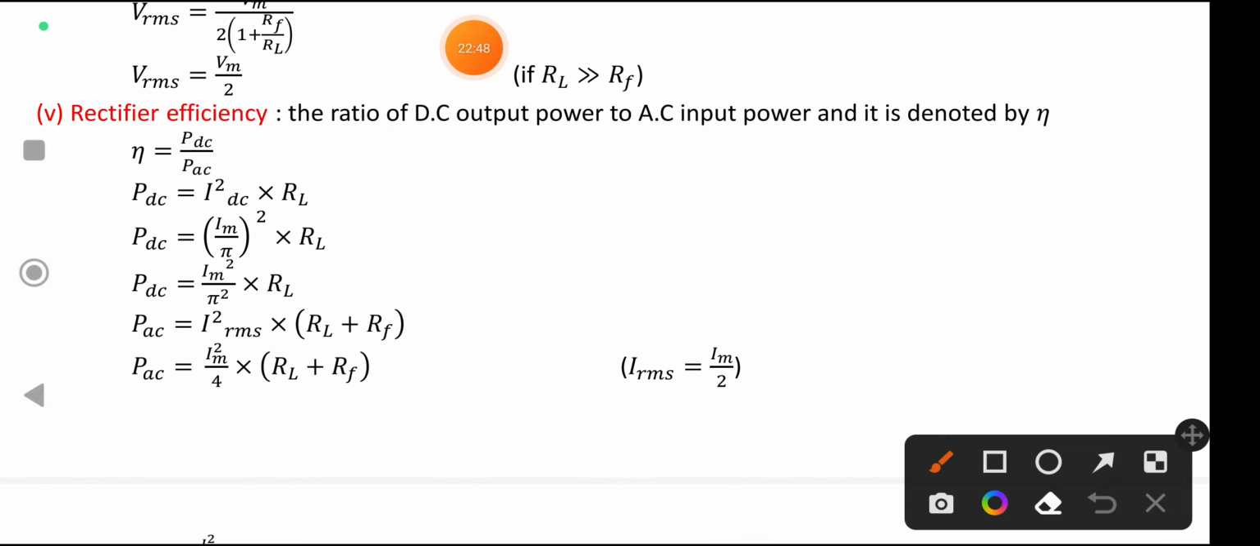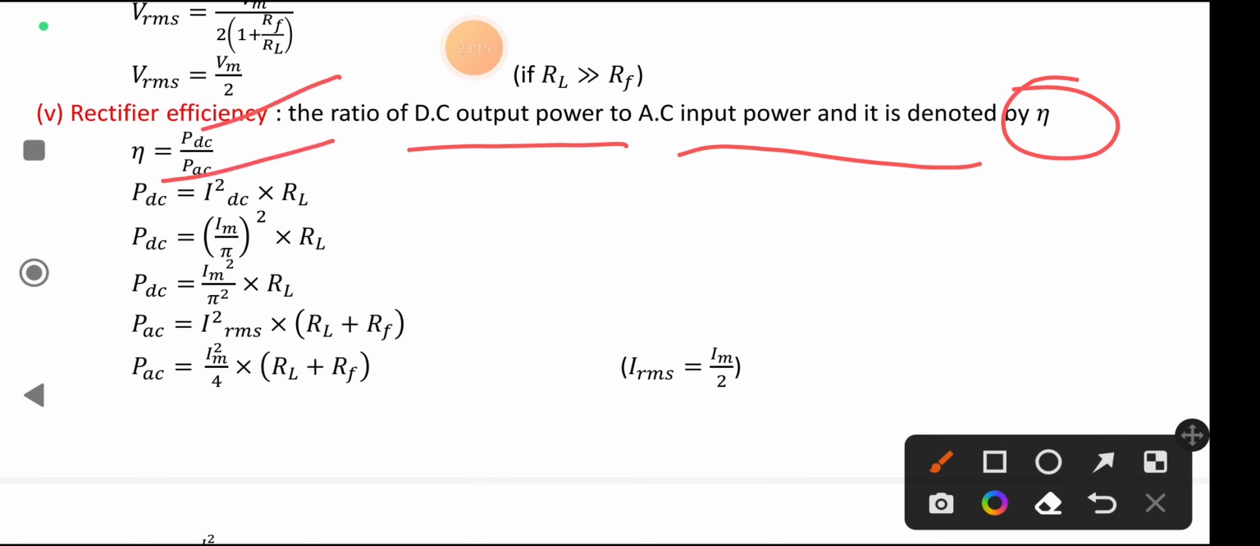Efficiency means how much AC this device converts into DC. How much is converted DC into AC, or AC into DC. A rectifier is one which converts AC into DC. So it is the ratio of DC output power to AC input power, and it is denoted by eta. Input power we have given AC, and we are getting output DC. So that is why output power DC by input power AC.